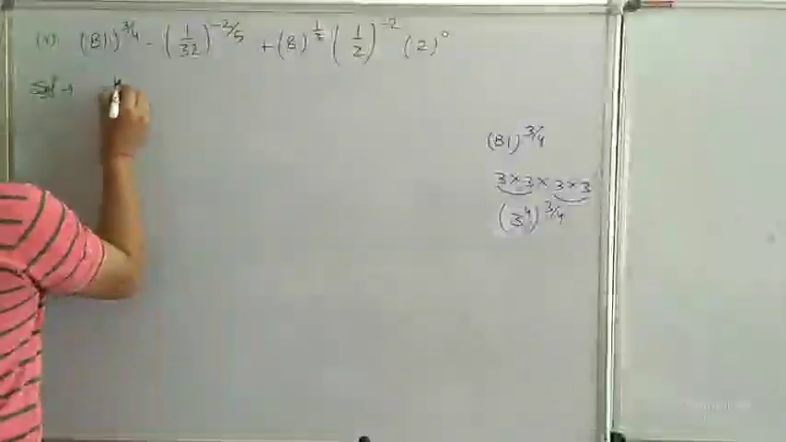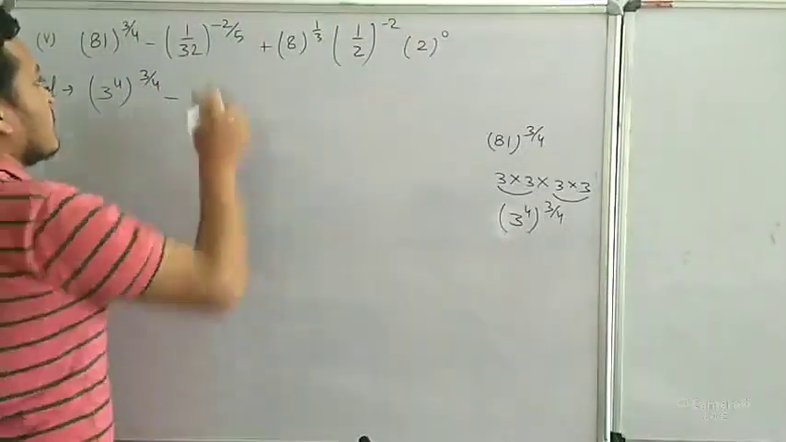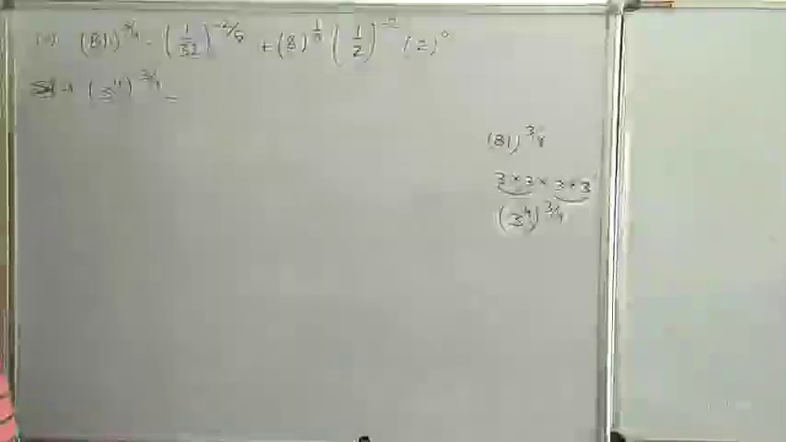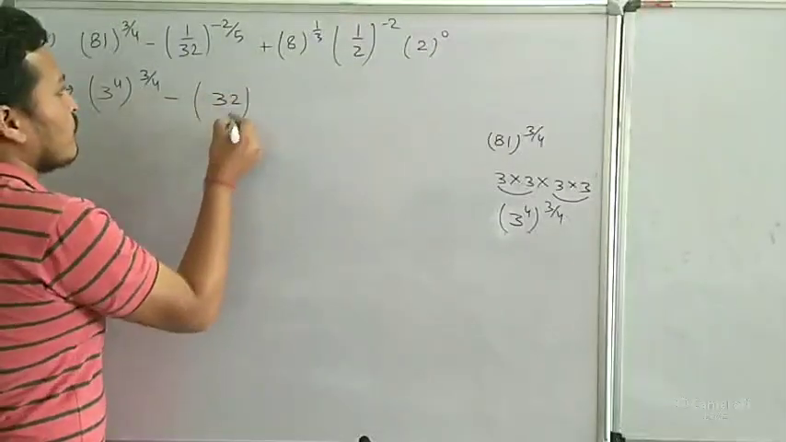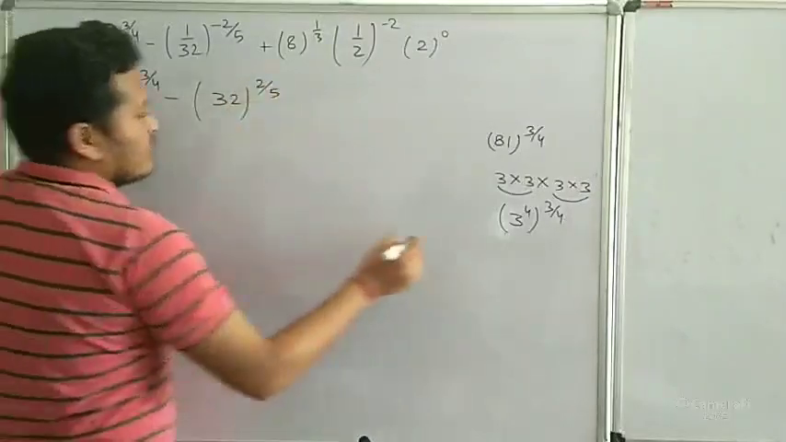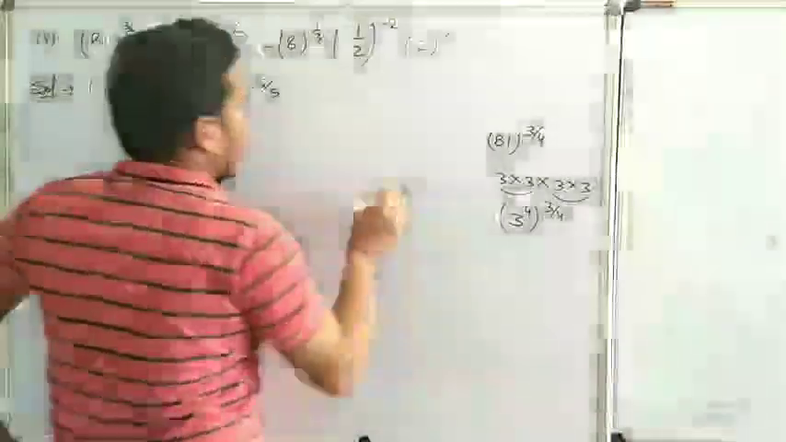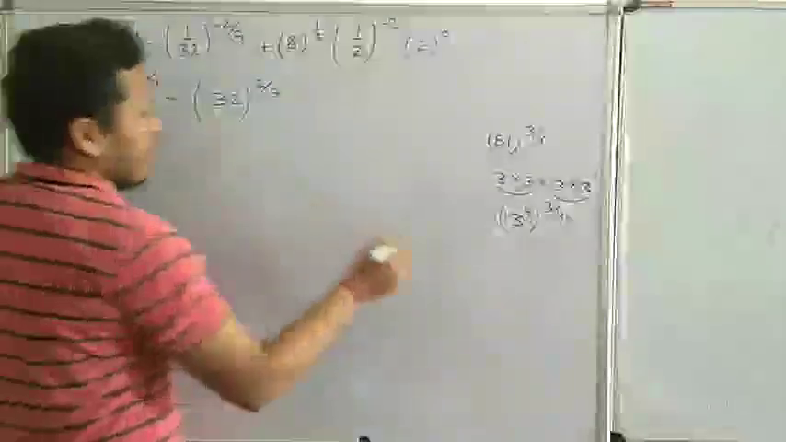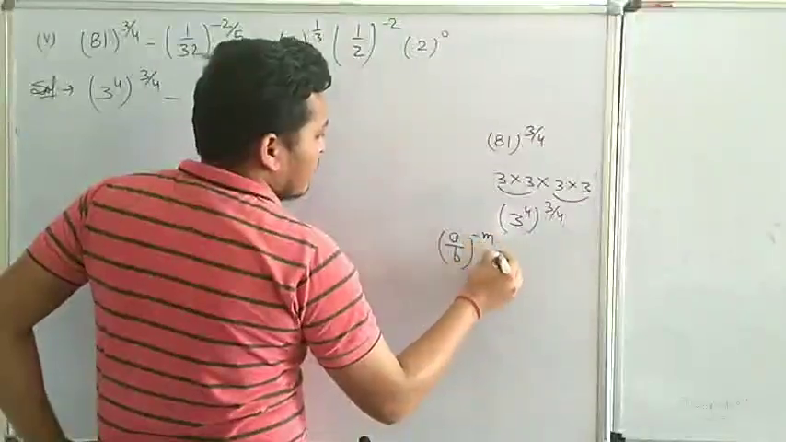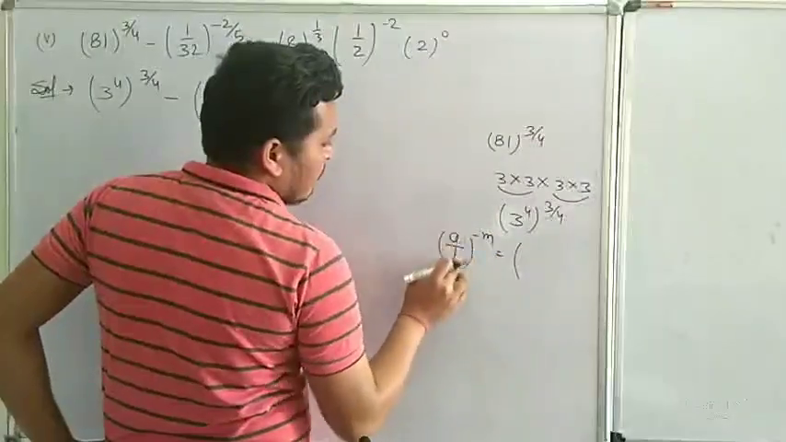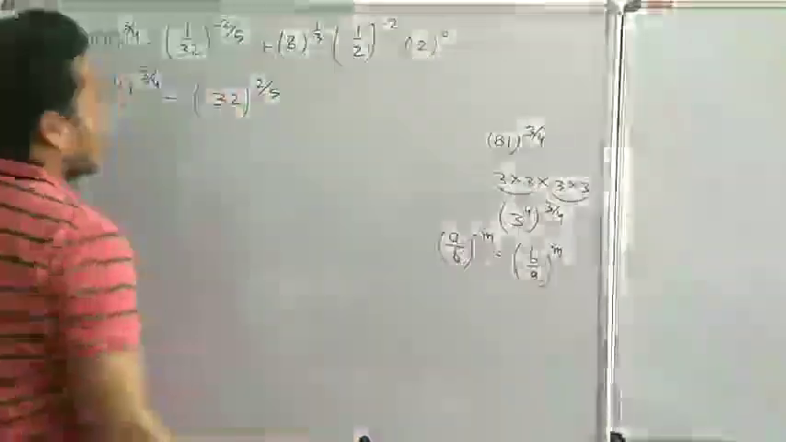So 3 to the power 4 and whole to the power 3 by 4, minus. First of all, convert this negative sign into the positive way. So we can write here 32 and whole to the power 2 by 5. As you know, I have explained this formula a lot of times. How can we convert this negative sign into the positive sign? The formula is, if A upon B has a negative power, do the reciprocal of this fraction, so B upon A, and then the sign of the power will be reversed.